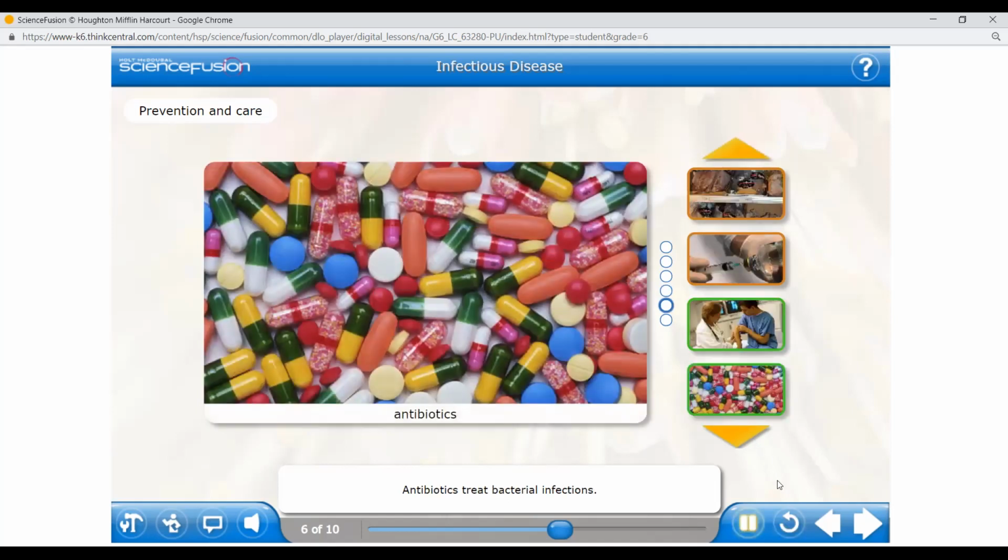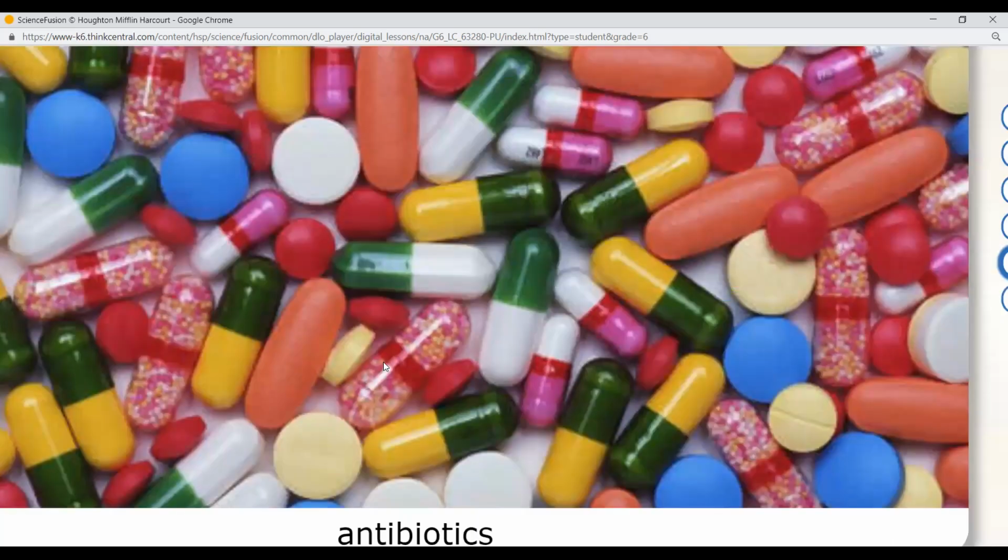Antibiotics treat bacterial infection. I remember when I used to make these in labs, these antibiotics. You see the granules inside? Inshallah, we will see how to make them. There are amazing granules, the making of granules in the lab. These small balls we used to make from medicines.